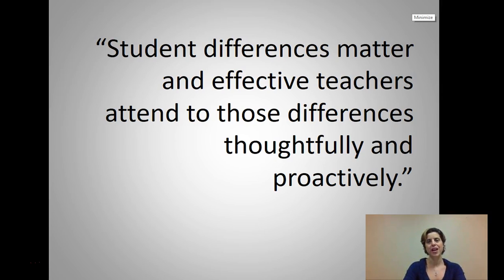So first we're going to start with a quote. "Student differences matter, and effective teachers attend to those differences thoughtfully and proactively." I want you to think about that for a minute and see if you agree. And then think about your colleagues and whether or not you think they would agree with that statement.